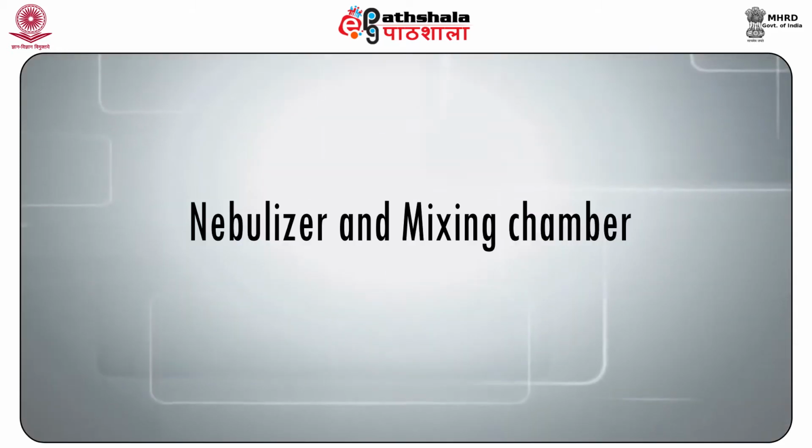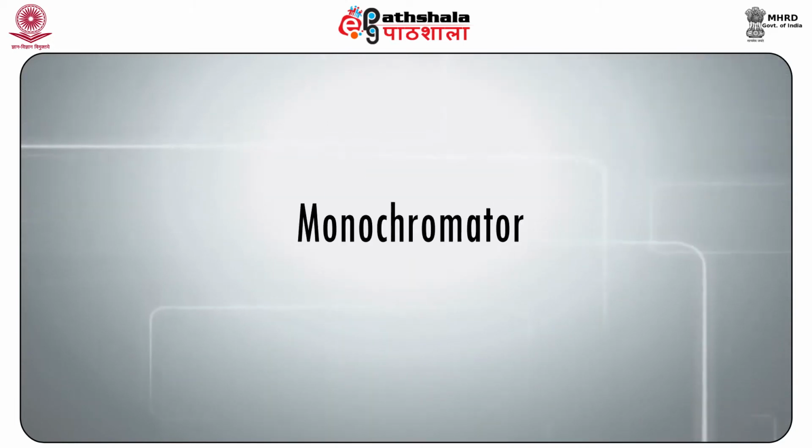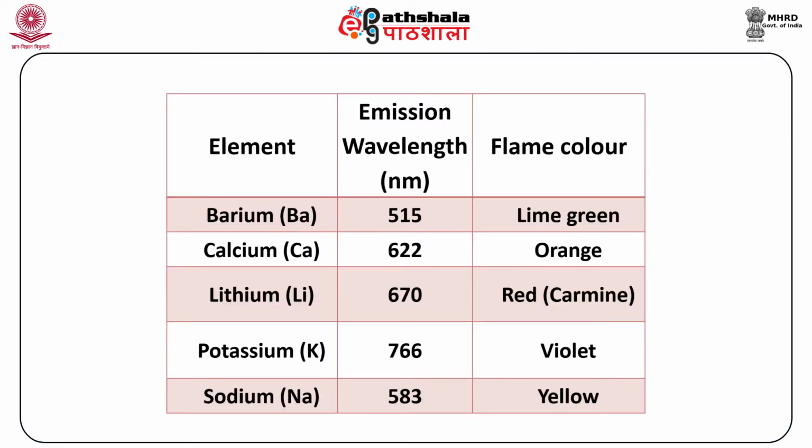Number 2 is the nebulizer and the mixing chamber. The function of the nebulizer is to transport the homogeneous solution into the flame at a steady rate. In the mixing chamber, fuel and oxidant are mixed together and then transported to the flame. Number 3 is the monochromator. The monochromator is used to select the light of specific wavelength from the flame.